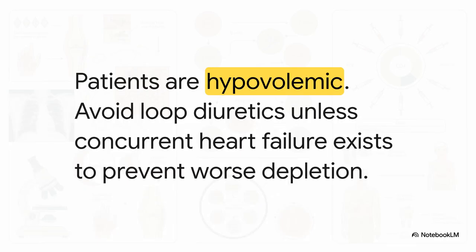With hypercalcemia, these patients are almost always hypovolemic because of polyuria. The high calcium actually induces nephrogenic diabetes insipidus, causing them to dump massive amounts of fluid. So if you reach for a loop diuretic right away, you're just going to worsen that volume depletion. You absolutely have to avoid loop diuretics here unless they specifically have concurrent heart failure or obvious volume overload.